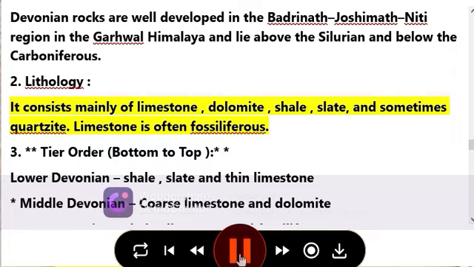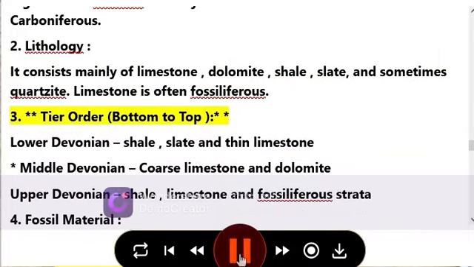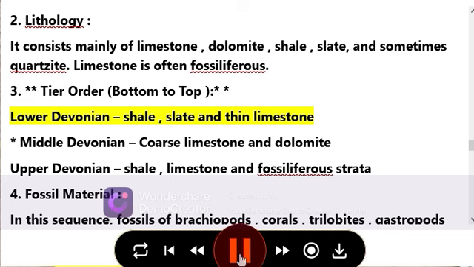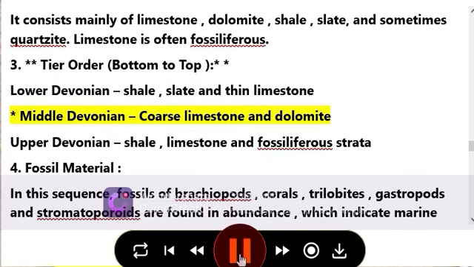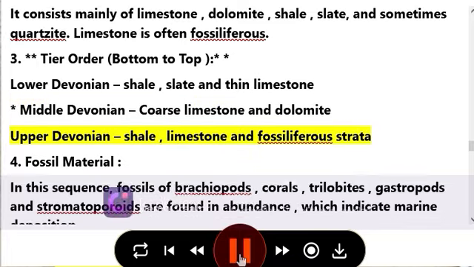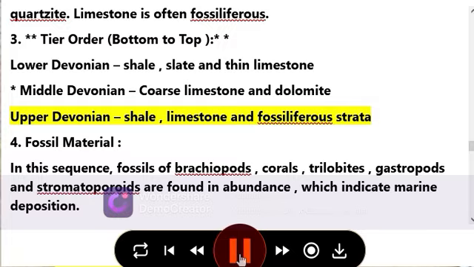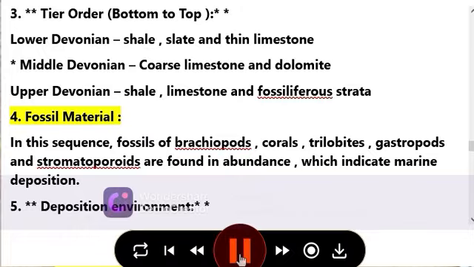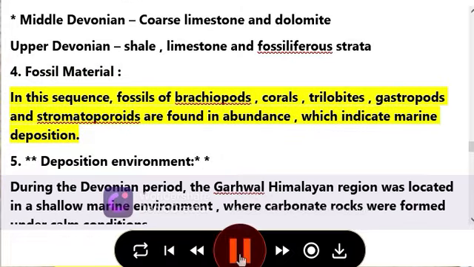2. Lithology. It consists mainly of limestone, dolomite, shale, slate, and sometimes quartzite. Limestone is often fossiliferous. 3. Tier order, bottom to top. Lower Devonian: shale, slate and thin limestone. Middle Devonian: coarse limestone and dolomite. Upper Devonian: shale, limestone and fossiliferous strata.